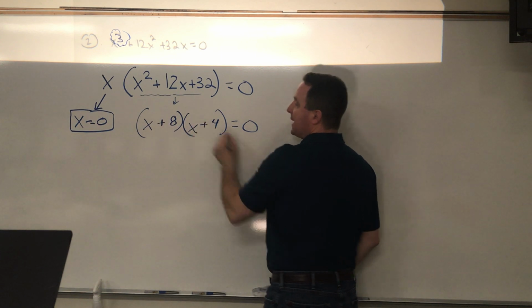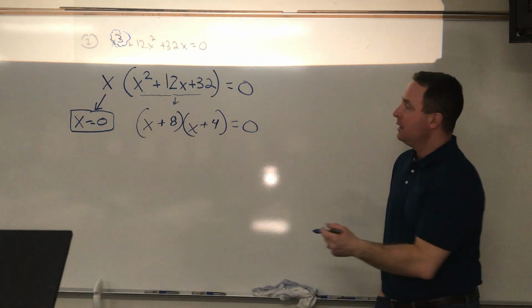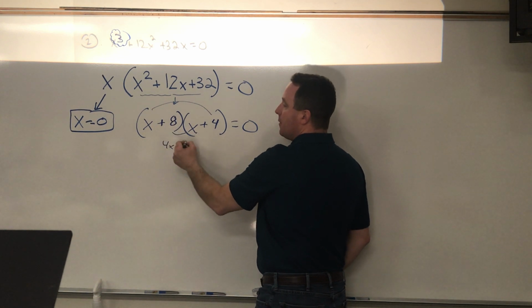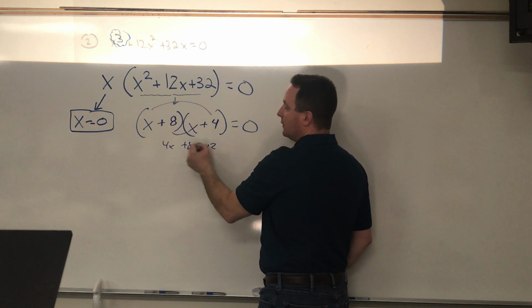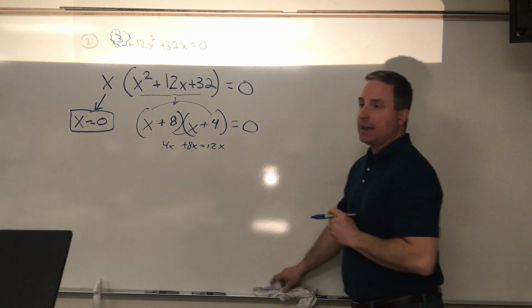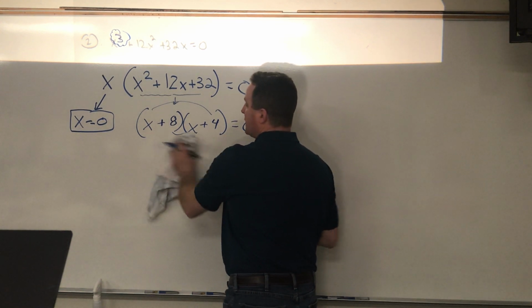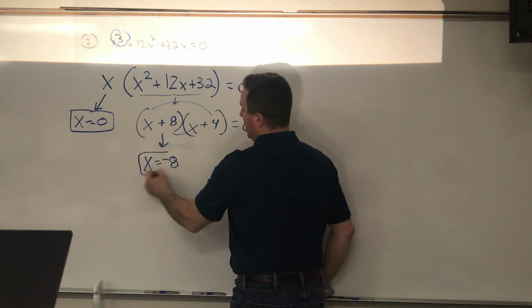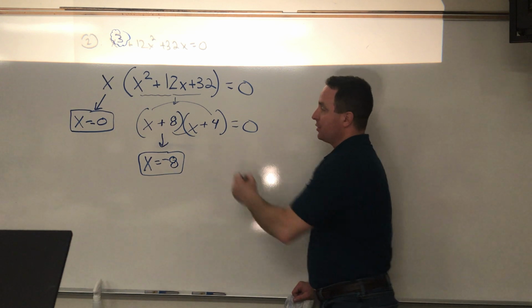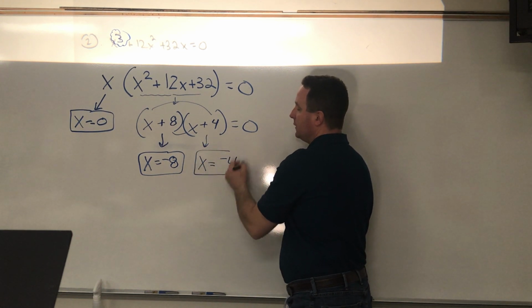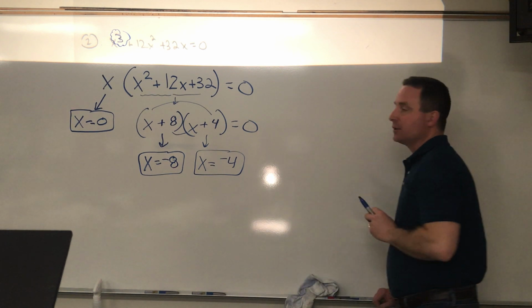If I did a +8 and a +4, when I check here, +4x, +8x, I get 12x. So it's going to work for us. And if I want to find my solutions, this time I'm going to use my little shortcut. If it says x +8, I'm going to get the opposite: -8 is a solution, or a 0. And same thing here, if it says x plus 4, I'm going to get negative 4 for a solution.